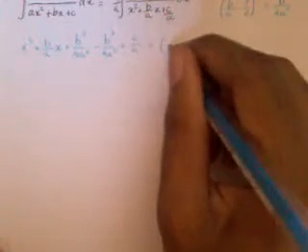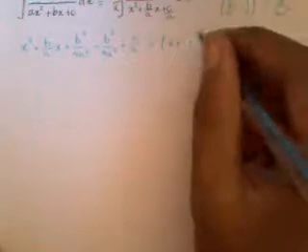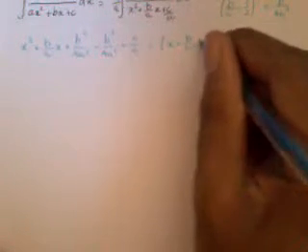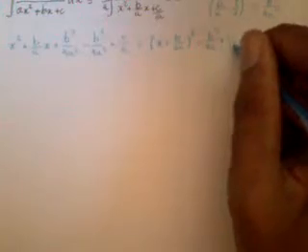This is just x plus b over 2a, squared, minus b squared over 4a squared, plus c over a.